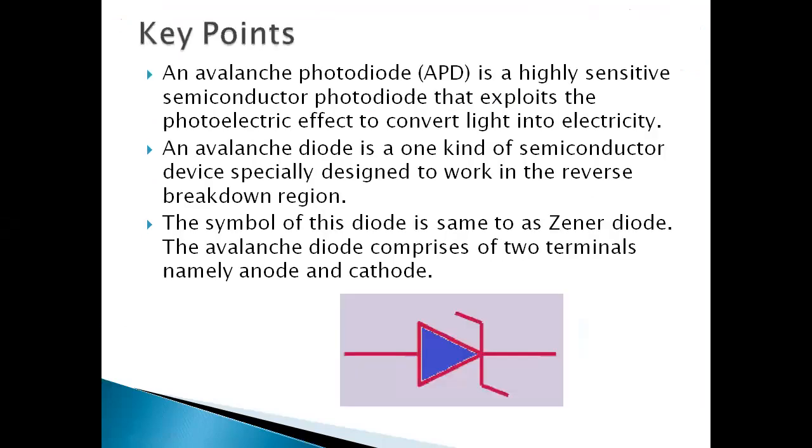Coming to the avalanche photodiode, it is a highly sensitive semiconductor photodiode that exploits the photoelectric effect to convert light into electricity. An avalanche diode is a kind of semiconductor device specially designed to work in the reverse breakdown voltages. This is similar to a Zener diode, because a Zener diode is also a semiconductor diode which works in reverse biasing conditions. The avalanche diode comprises two terminals, namely anode and cathode.